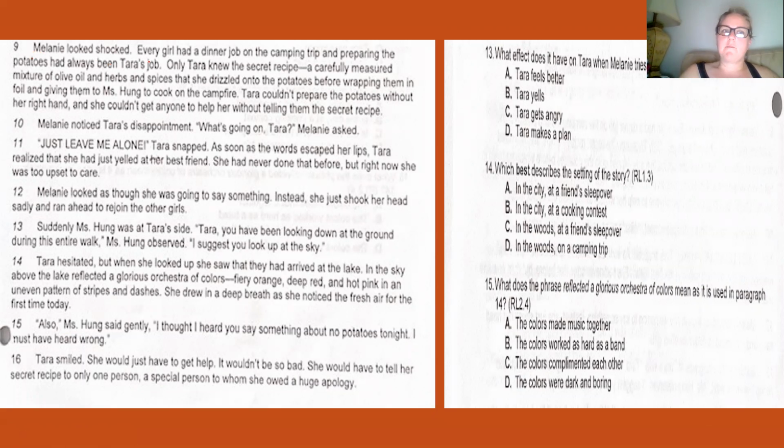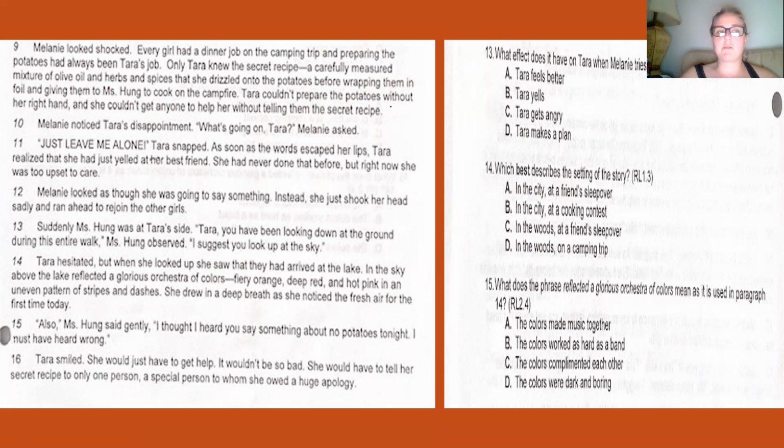Melanie looked shocked. Every girl had a dinner job on the camping trip, and preparing the potatoes had always been Tara's job. Only Tara knew the secret recipe, a carefully measured mixture of olive oil and herbs and spices that she drizzled onto the potatoes before wrapping them in foil and giving them to Miss Hung to cook on the campfire.